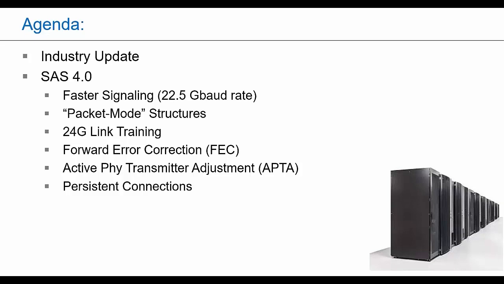SAS 4 does utilize FEC to protect data integrity. FEC checks occur at the subframe level. We'll look at that. Another improvement, APTA. They basically created a protocol for doing transmitter training on the fly without resetting the link. And then persistent connections. Finally, we'll cover those. They're basically trying to reduce some of the legacy overhead in SAS, probably to try to compete better with NVMe.